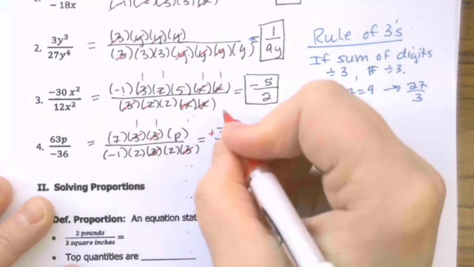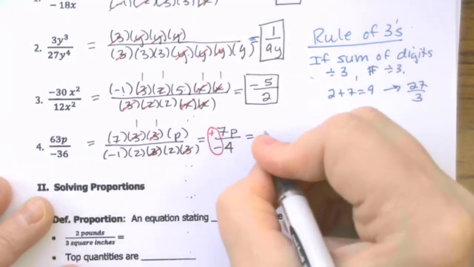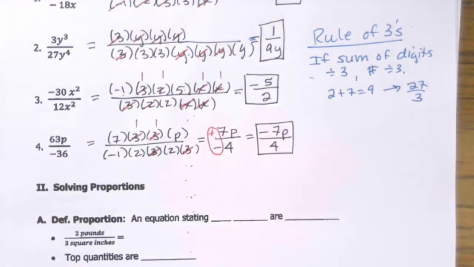We're going to reduce but simplify the negatives. A positive divided by a negative is a negative. 7p over 4. That's the last one.